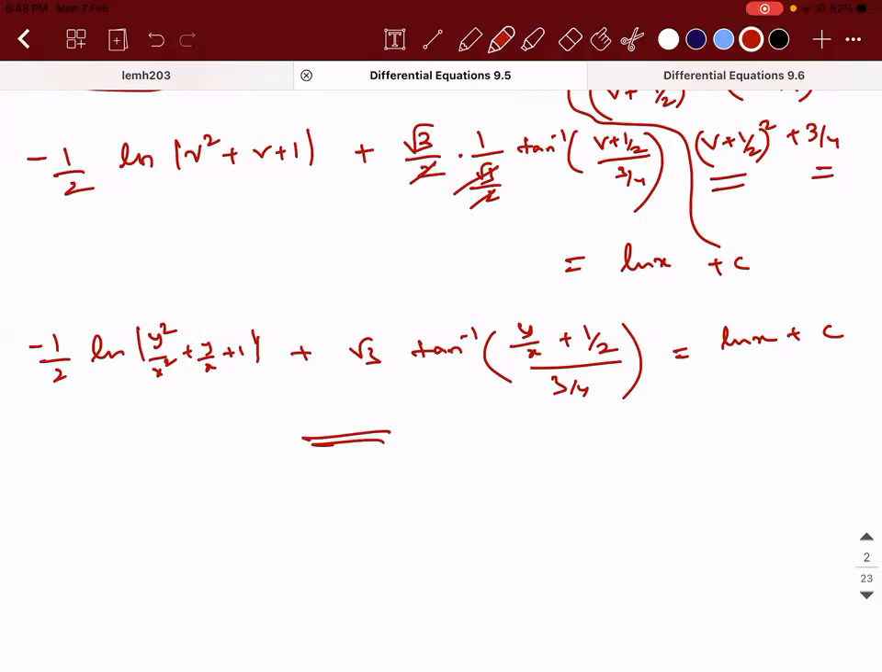Any doubt? So I'm not guaranteeing for the book answer, but I'm here only to explain you the method. Remaining things you have to solve it because I've taught enough integration already. Clear, guys? Yes, sir.